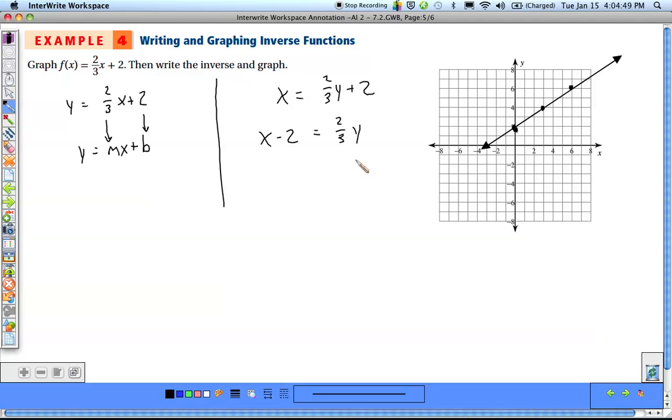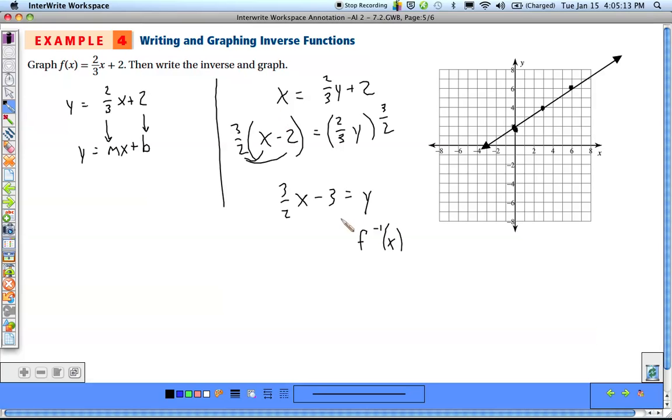You can divide by 2/3, which wouldn't be that pretty, but we can also multiply by the reciprocal, what we talked about at the beginning of this, multiplying by the multiplicative inverse. We can multiply by 3 halves. So when you multiply both of these by 3 halves, this is going to become 3 halves x minus 3 equals y. There's our inverse function, so the inverse of f of x.